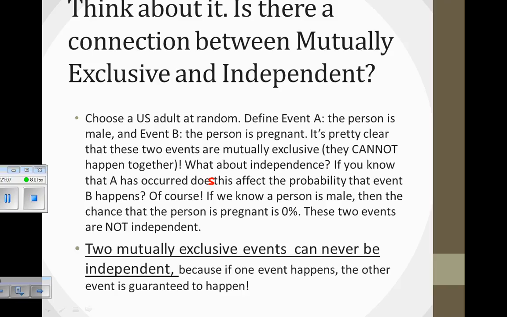What about independent? If you know that A has occurred, does this affect the probability that event B happens? Of course. We know if a person is male, then the chance that the person is pregnant is 0%. These two events are definitely not independent. So these would definitely be dependent.